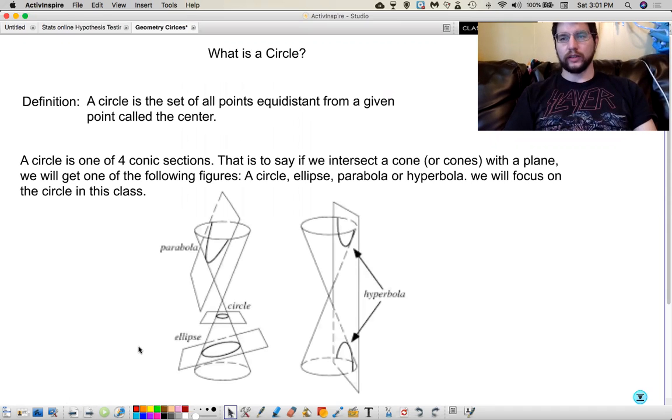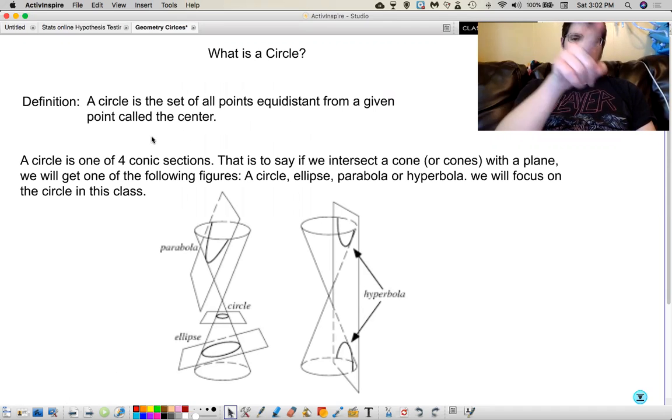So first off, let's remind ourselves what a circle is. The definition, which you should have in your definitions, is: a circle is a set of all points equidistant from a given point called the center. That is, equidistant, same distance from a center point. So it's just a set of points going around that's the same distance from the center.